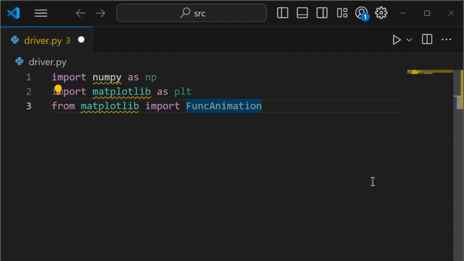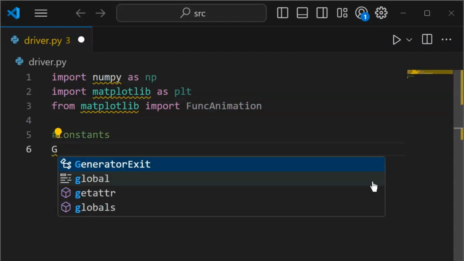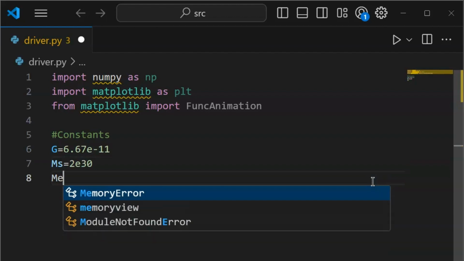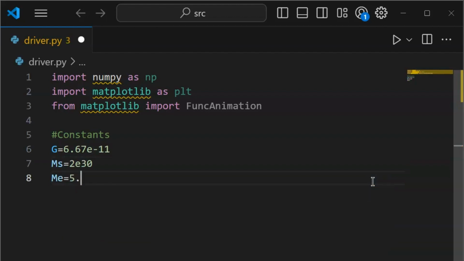Now that we are done importing the libraries, we can start with the constants. So hashtag constants. First of all is the universal gravitation constant, that's 6.67e-11. E here sort of represents 10 to the power, so it's 10 to the power minus 11. The mass of the Sun for a fact is 2e30, 2 into 10 to the power 30. The mass of the Earth is 5.972 into 10 to the power 24.